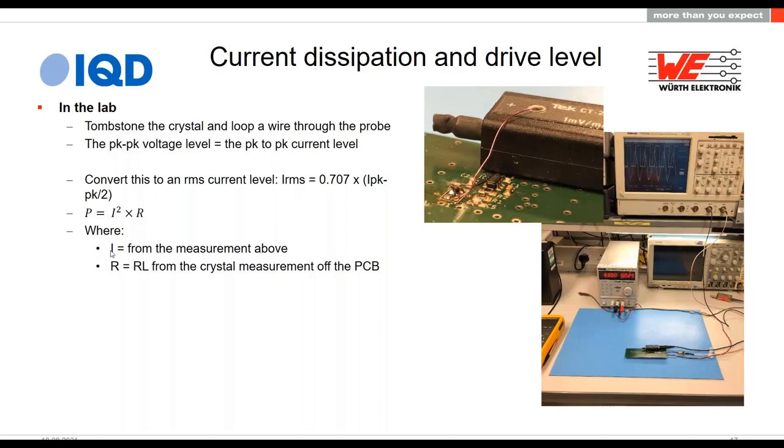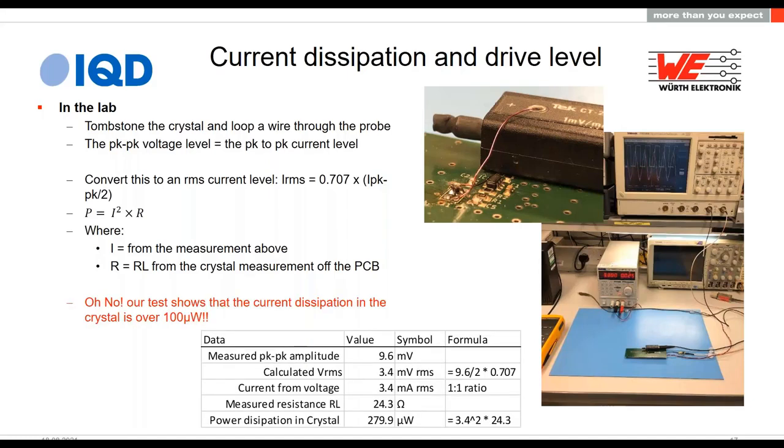In order to do that, you're going to use the current that you've just calculated based on the measurement you've just done. And then you're going to use the resistance, which is the RL value that we got when we looked at the crystal in isolation using that network analyzer equipment.